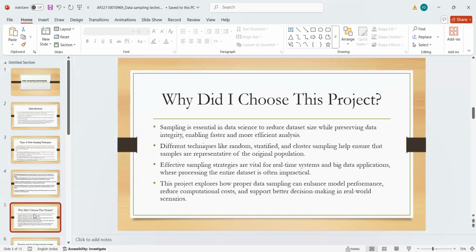Why did I choose this project? Sampling techniques help to reduce dataset size while maintaining data integrity for faster, efficient analysis. This project highlights how effective sampling boosts model performance and lowers computational cost in real world applications.